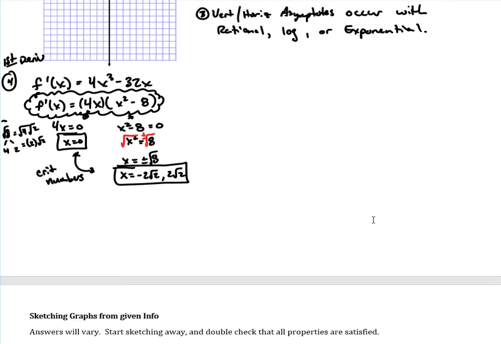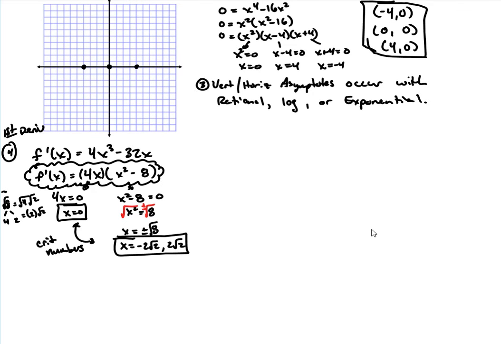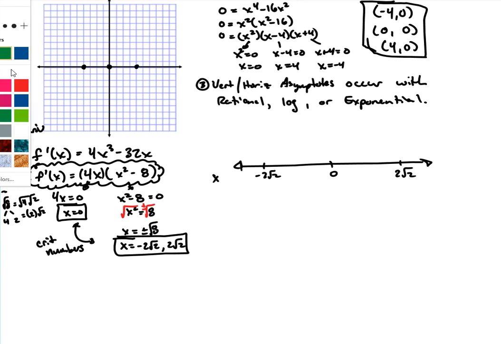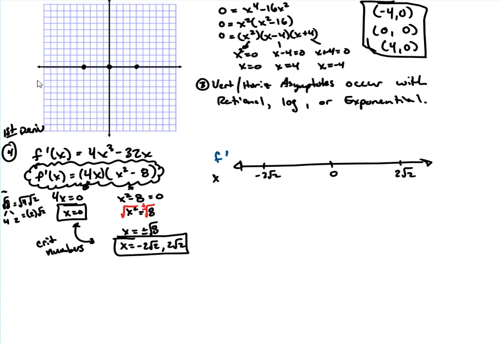And once we have our critical numbers, that's where we would start to use a number line. Okay, so I'm going to do it right here to the side. Let's set our number line up. So we have negative 2 root 2, which is the negative one, 0, and then positive 2 root 2. So those are our three critical numbers. This is our x, and then what I want is my f prime info, and then I'll have my f info.